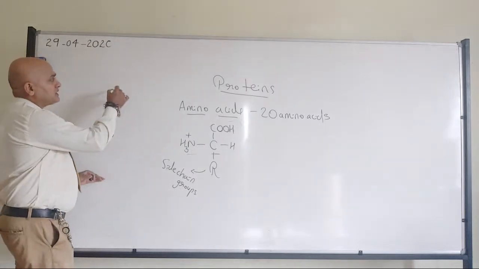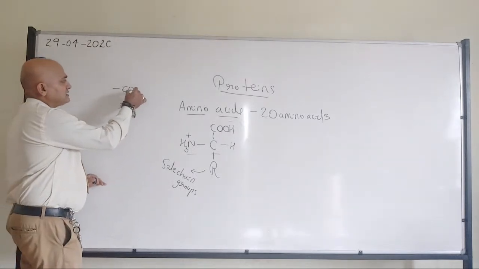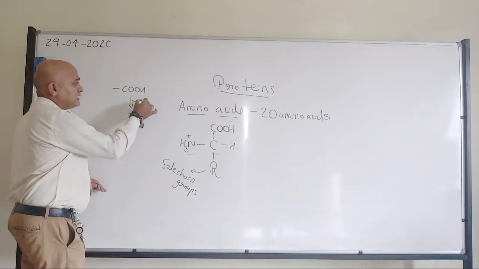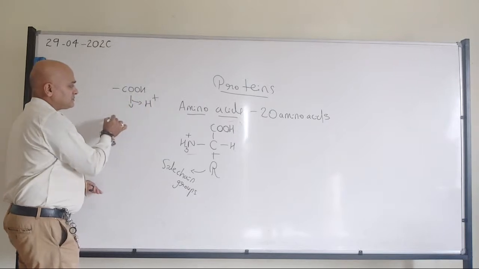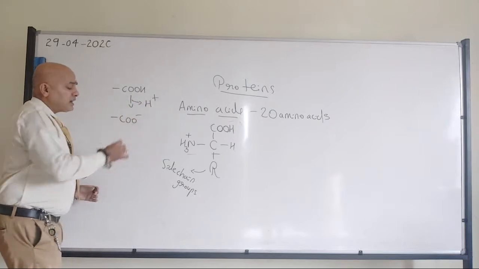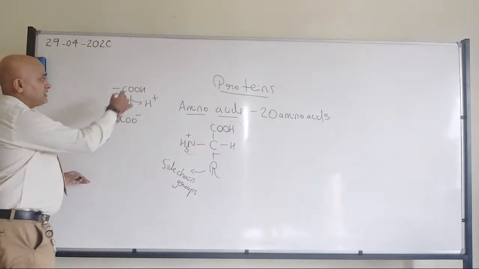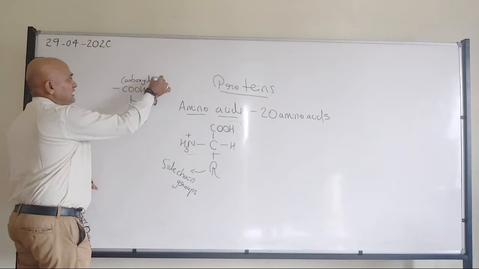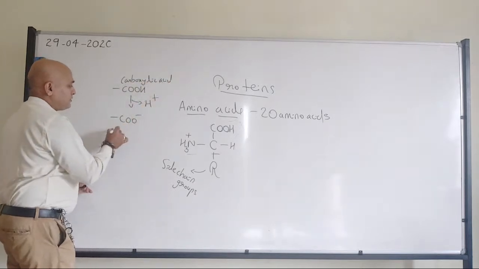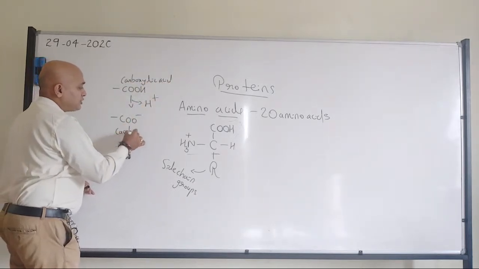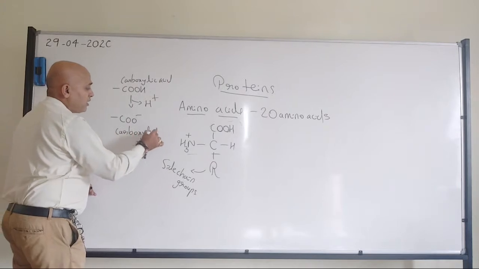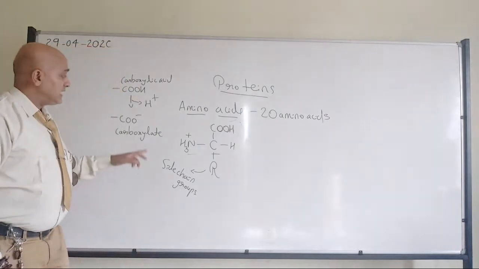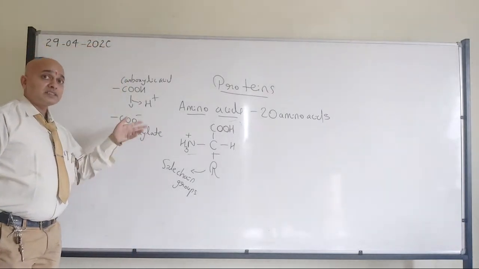Now if you observe, carboxylic acid is one of the functional groups that can easily donate H plus and become carboxylate. Whatever I have written here is carboxylic acid. Whatever I have written here is the ionic form, that is carboxylate. The ending 'ate' talks about anion: carboxylate.